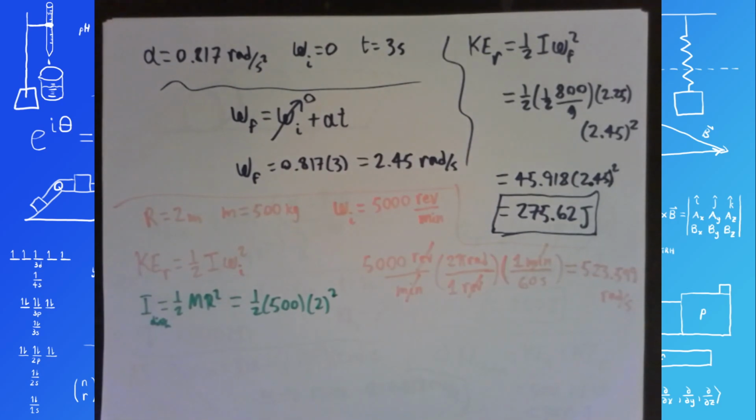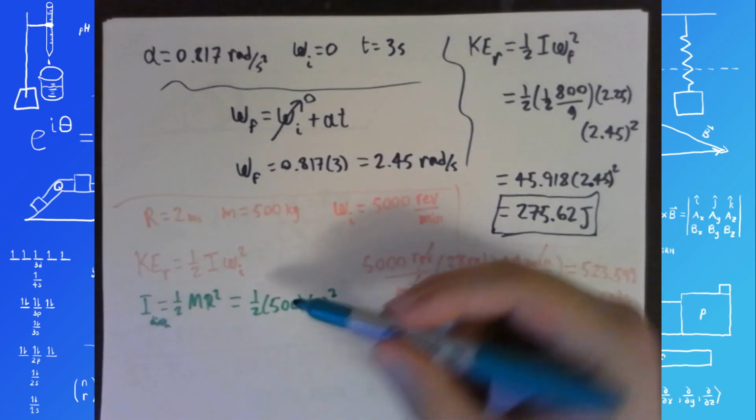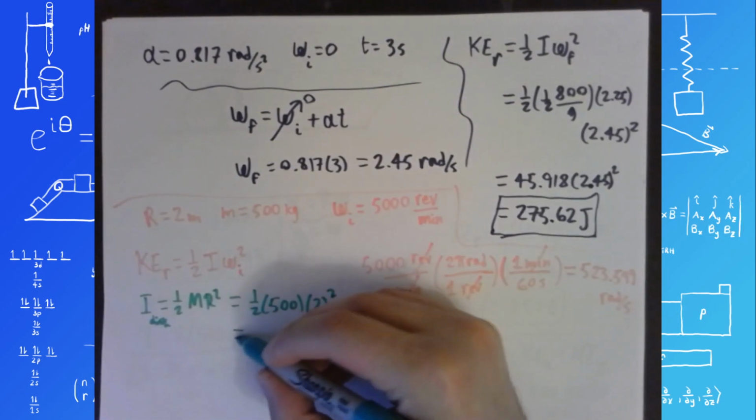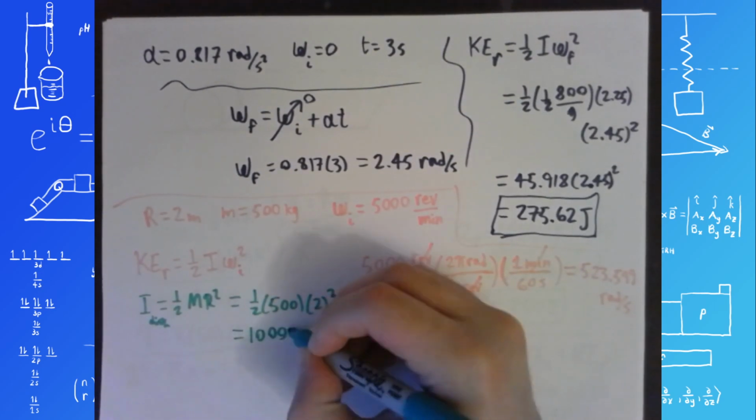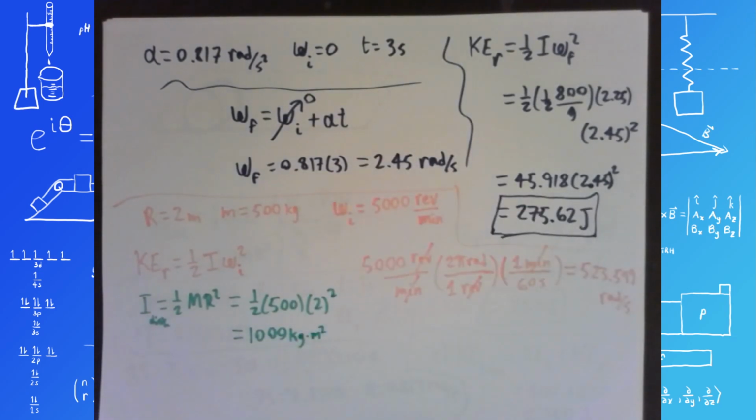Half of 500 is 250. 250 times, that'll be 4. 250 times 4 is exactly 1,000 kilogram meters squared. And now we have everything we need to calculate the rotational kinetic energy.